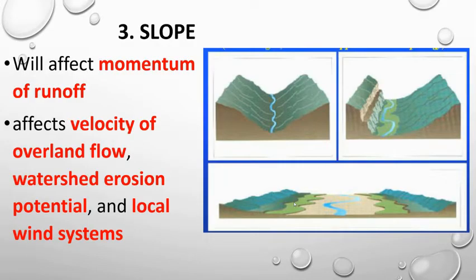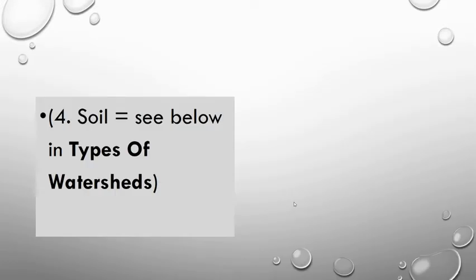The slope of the watershed will also affect how quickly runoff gets into the river. So, of course, different watersheds have different slopes depending on whether they're in mountains or plains areas. A steeper slope will have a higher velocity of overland flow. A steeper slope will have higher erosion potential, and likely will affect the wind systems also, which have some effect on what's happening in that watershed. The fourth property in a watershed is the soil types, but we're going to look at that when we look at types of watersheds.